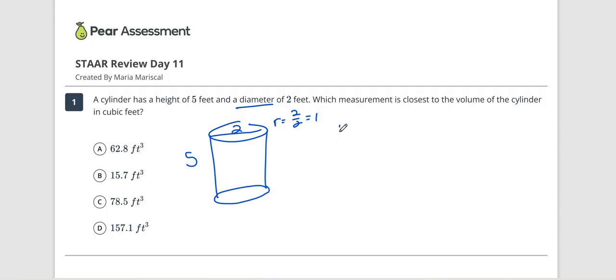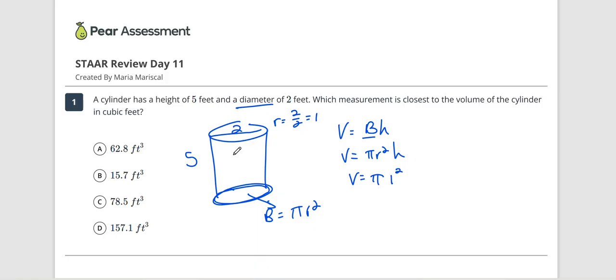Okay, so we're going to use the formula volume is equal to BH. Remember, B refers to the area of the base, which is the area of a circle. So for this one, your B is going to again be pi r squared. So this becomes pi r squared times your height. Volume is equal to pi, radius in this situation is going to be 1 squared times your height of 5.